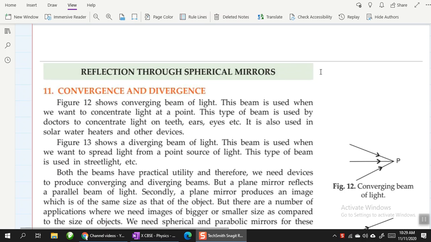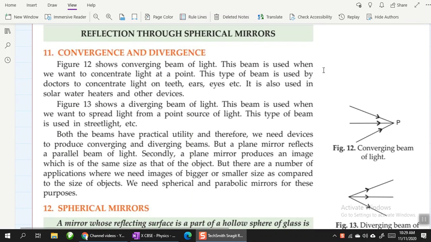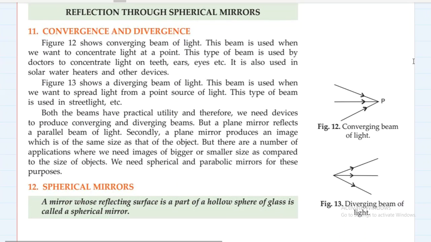Today we are going to start with the next topic of our chapter, reflection of light, which is spherical mirrors. So, reflection through spherical mirrors. Before going to what a spherical mirror is and how reflection happens through it, we must understand what convergence and divergence are. We introduced the concept of beam of light in the last video.